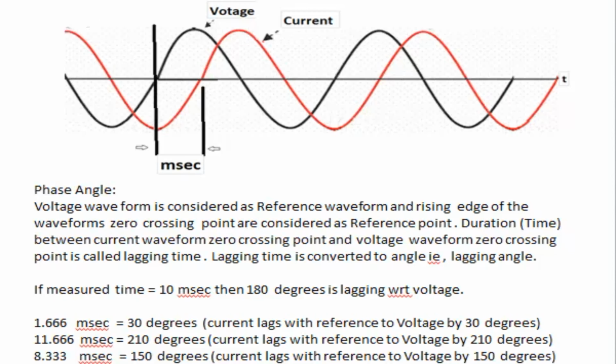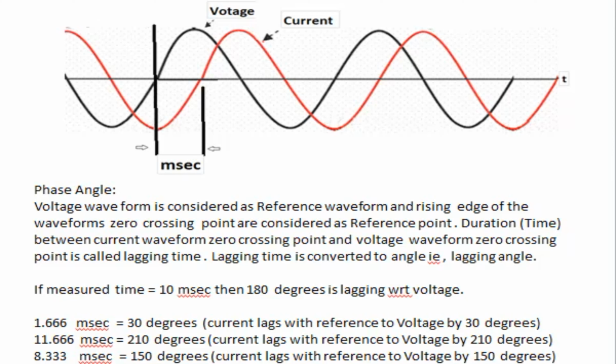Now we are going to see phase angle. Here two waveforms are shown, one is the voltage waveform and one is the current waveform. The voltage waveform is considered as the reference waveform, and the rising edge zero crossing point is considered as the reference point. The duration between the current waveform zero crossing point and the voltage waveform zero crossing point is called lagging time. Lagging time is converted to angle, that is the lagging angle. If measured time equals 10 milliseconds, then 180 degrees, that is current is lagging by 180 degrees with reference to voltage.